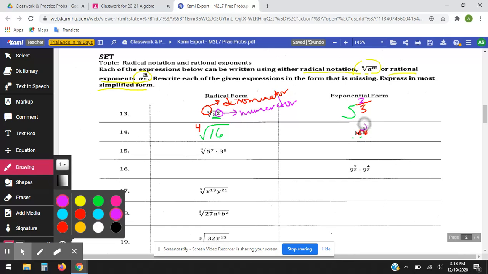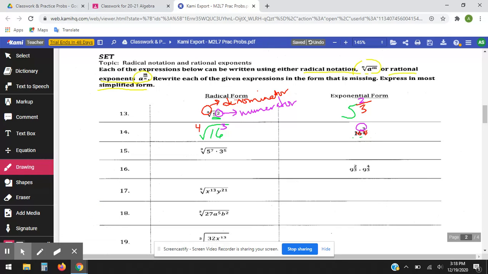And my numerator is 3, so that's my power. So I have the fourth root of 16 to the third is the same thing as 16 to the 3/4 power. So now here I've got two different numbers. So I'm actually going to just split it down the middle, and we're going to do each one separately.